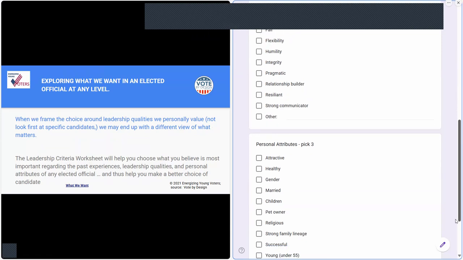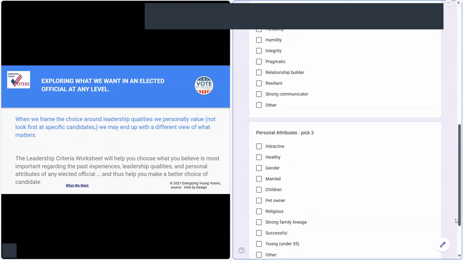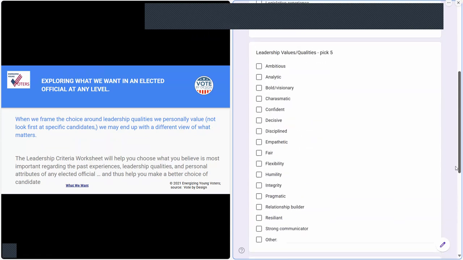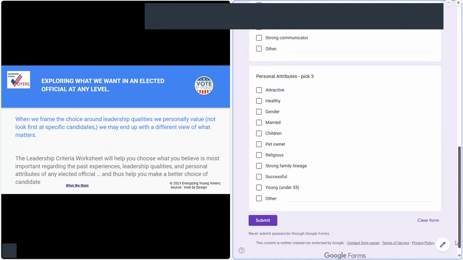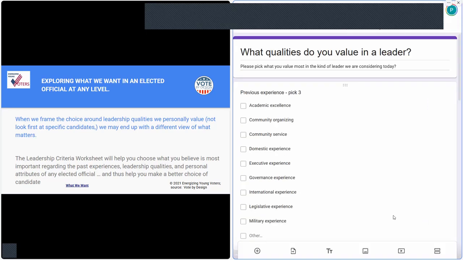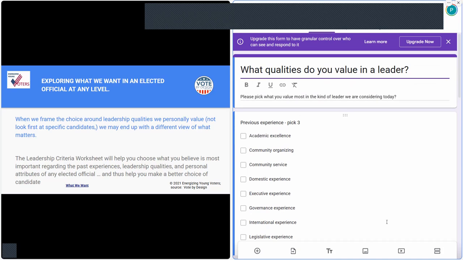And then three previous or personal attributes. So, previous experiences, leadership qualities, and personal attributes. And then when you're done, hit submit. The kids will agonize over this because, picking so few, they want everything. So picking just a couple is hard for them.